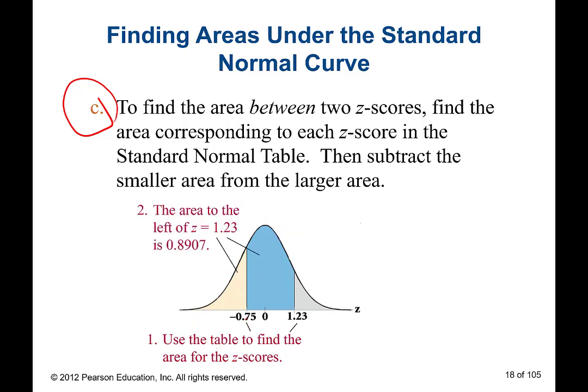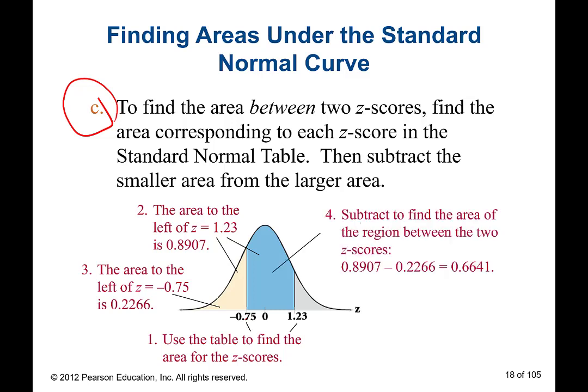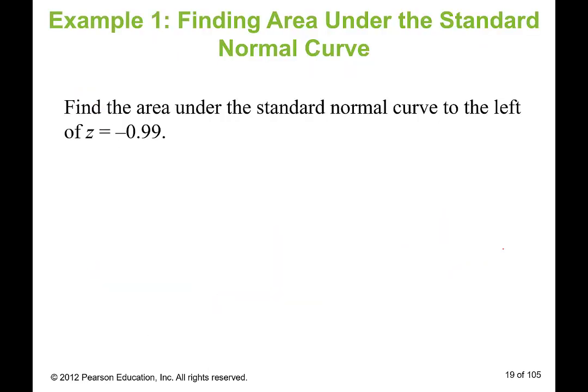So we know that the area to the left of z is 0.8907. We can look up the area to the left of negative 0.75 and find that it's 0.2266. Perform our subtraction, and we end up with an area under the curve between negative 0.75 and 1.23 of 0.6641.